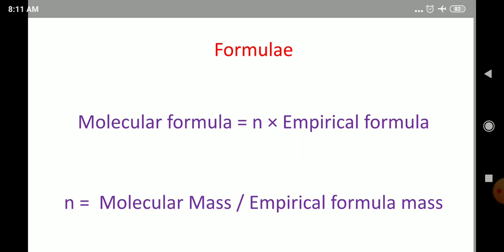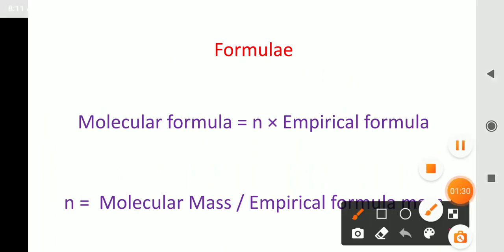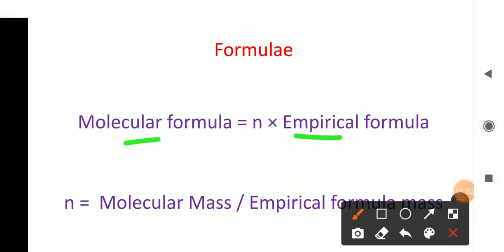Okay students, in order to find the molecular formula of a compound, we have to study two formulae. Look at the first formula. Molecular formula is equal to N into empirical formula. Tell me one time: molecular formula is equal to N into empirical formula. We have calculated the empirical formula by using the calculation I explained in the previous video.